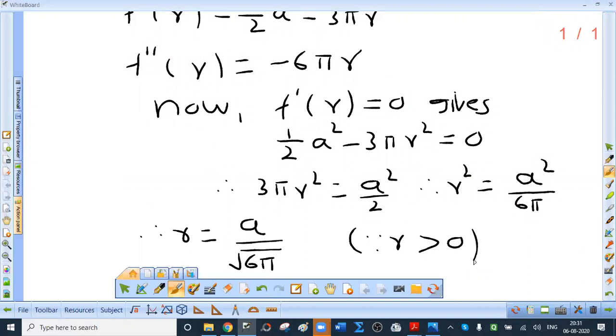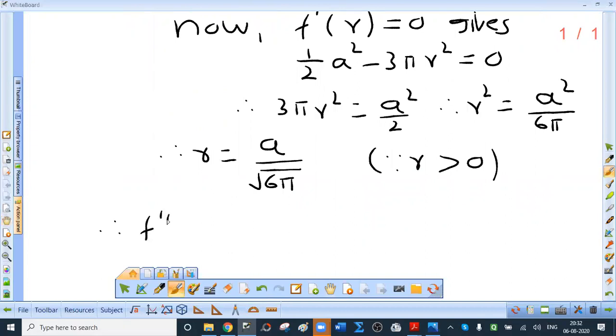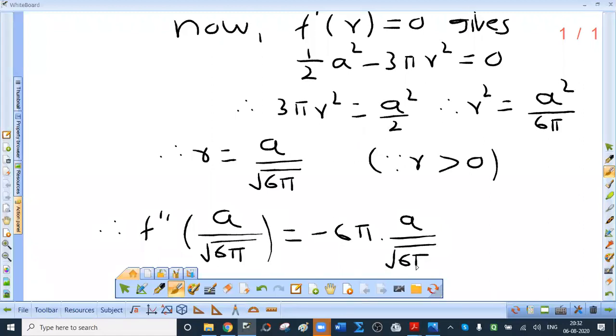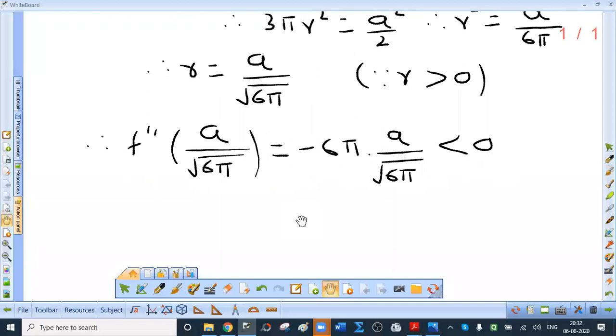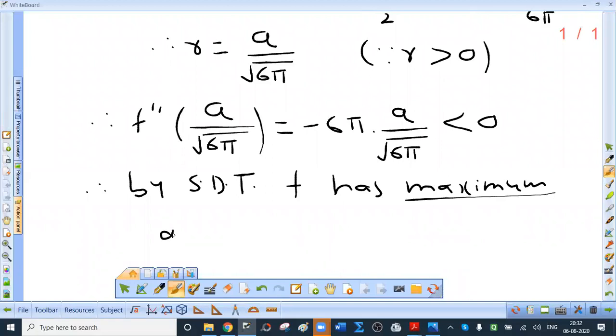Is this correct? Yes. Now you have to find the second derivative at this point, f double dash of a upon root of 6 pi. Basically, what is the second derivative? Second derivative is minus 6 pi r. So minus 6 pi into a upon root of 6 pi. You need not simplify this. Directly say less than 0. And therefore, by the second derivative test, the function has a maximum. The function has a maximum at which point? At r equal to a upon root of 6 pi.